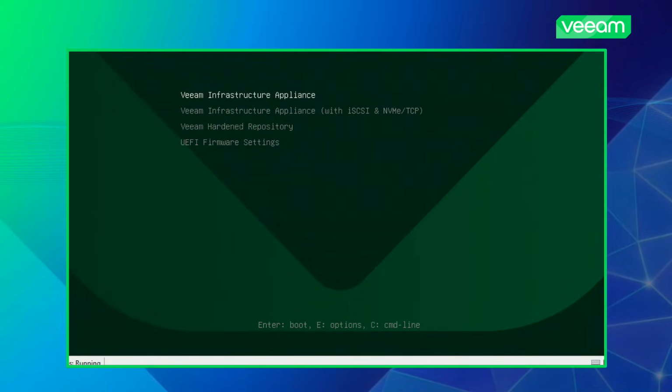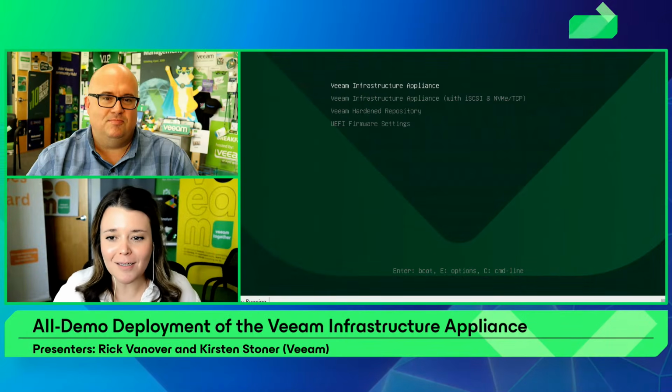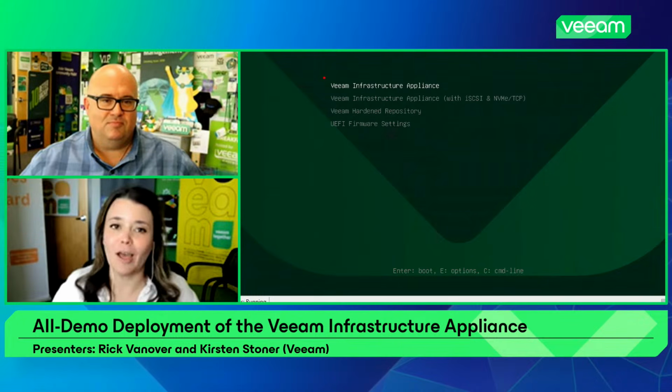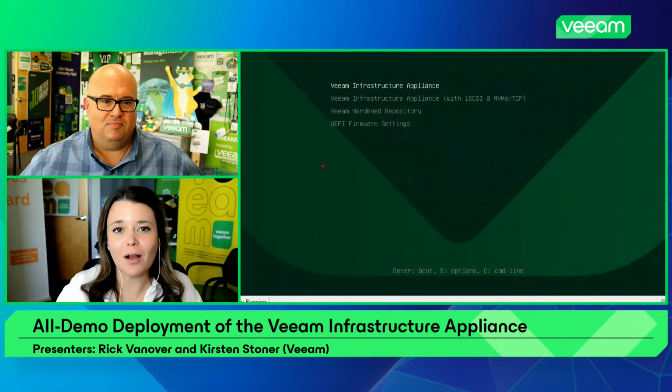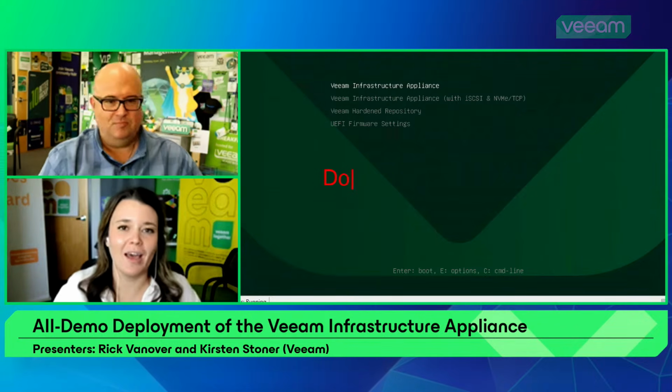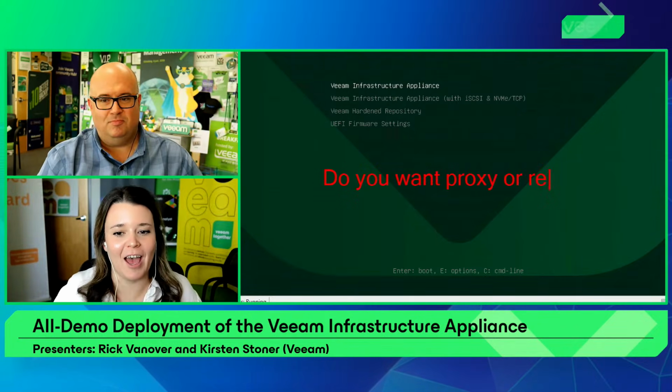Yeah, so the Veeam Infrastructure Appliance can have a couple different roles within the backup environment. It can either be a proxy, it could be a repository, it could be a hardened repository, right? So we want to know what you guys want to see. Do you want to see it deployed as a proxy? Do you want to see it deployed as a repository? So why don't you go ahead and submit your vote in the chat?